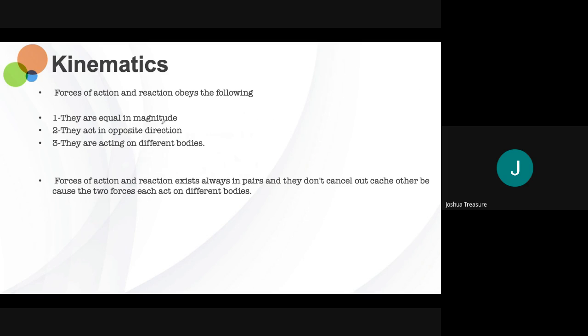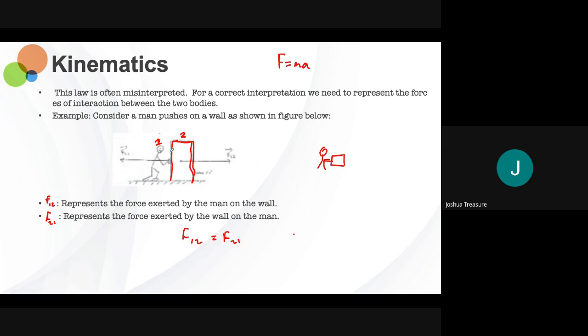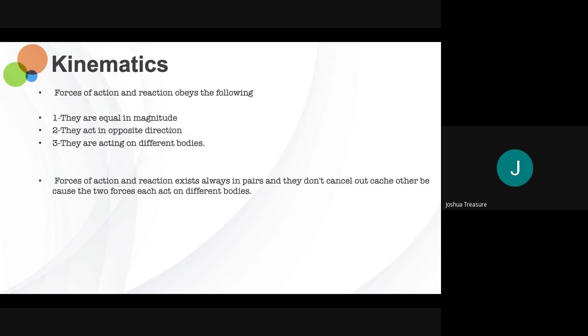And for the last one, they are acting on different bodies. They're not acting on the same body. The wall is exerting a force on the man, and it's acting on that body, while the man is exerting a force on the wall, acting on the wall. So these are the three basic rules as they pertain to forces of action and reaction.